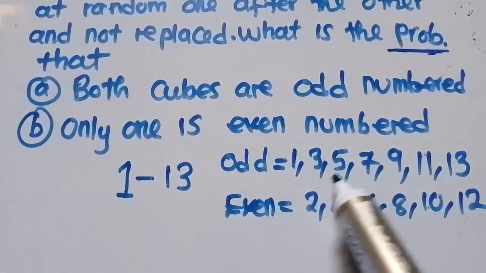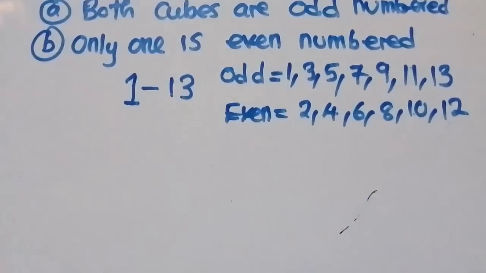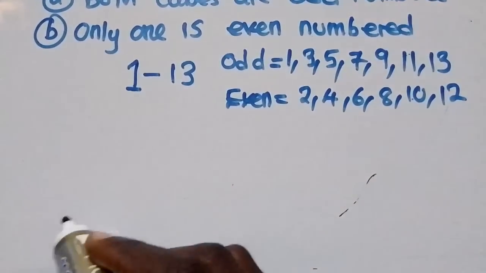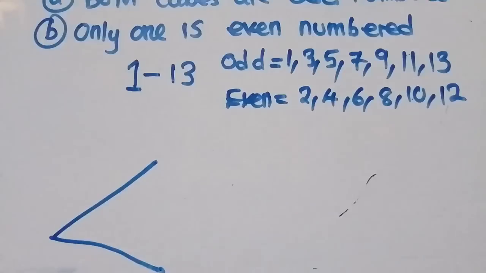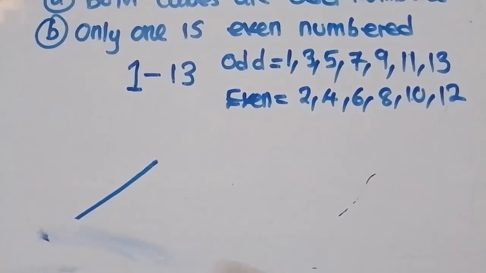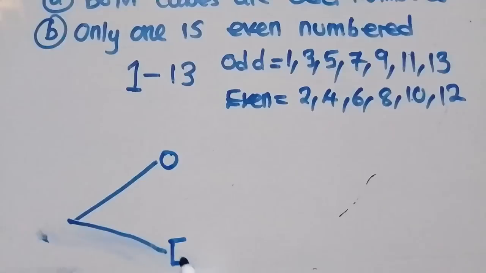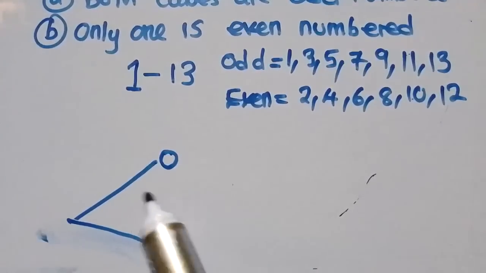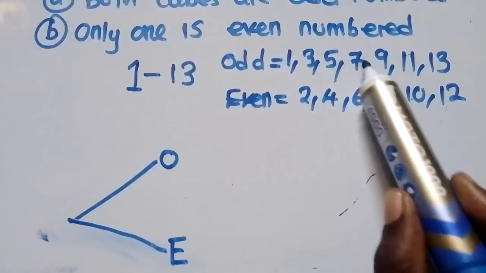These are odd numbers, these are even numbers. I've told you that you need to draw a tree diagram. From the data which you've written here, you make up a tree diagram nicely, where you say this is odd number, this is even number. So how many odd numbers are we having from 1 to 13? 1, 2, 3, 4, 5, 6, 7.